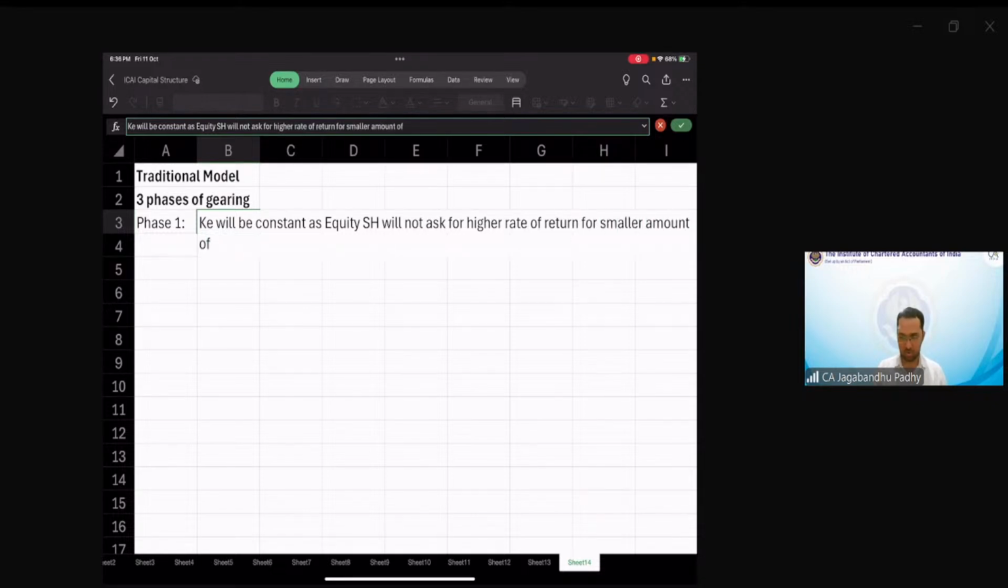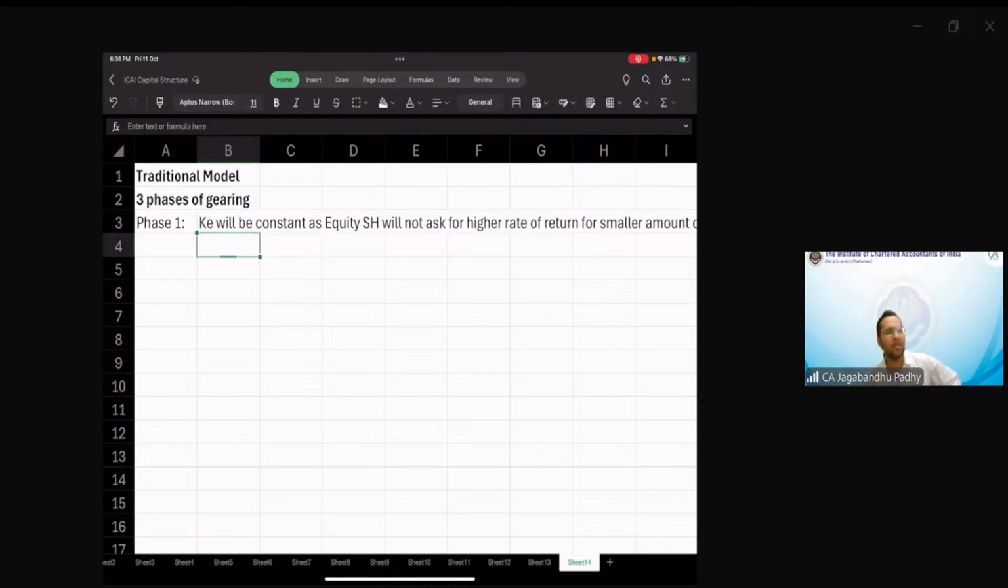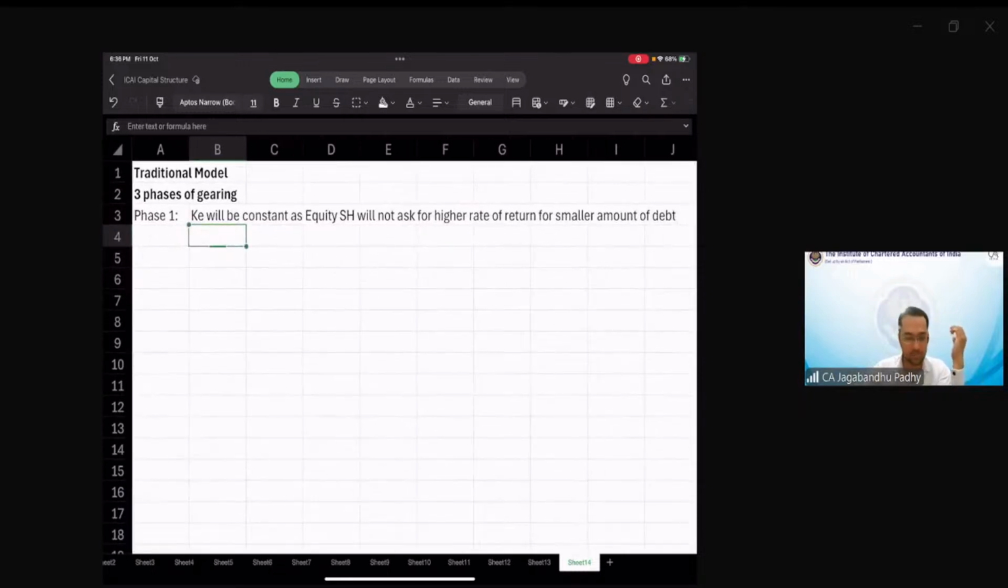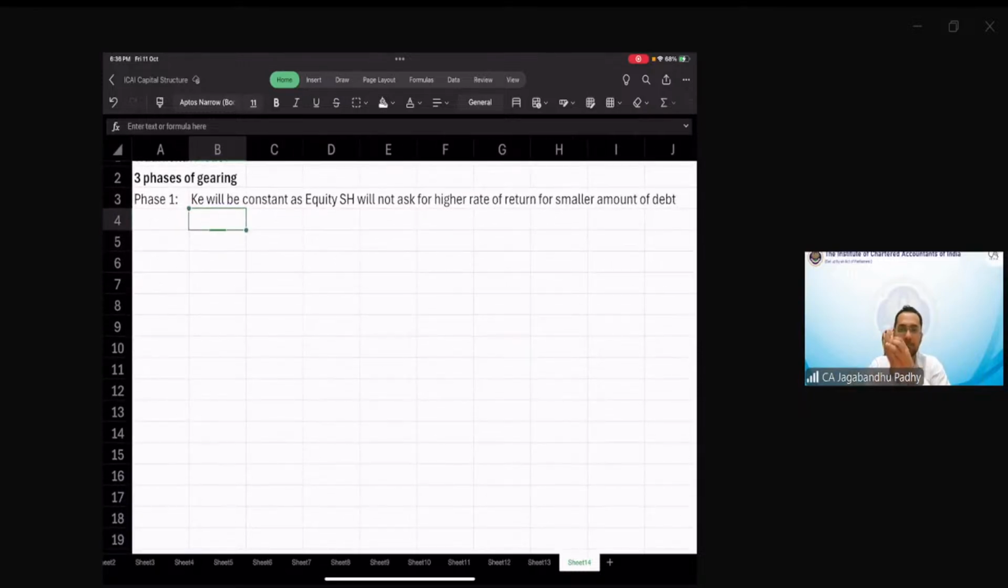Maybe it's a company which has, let's say, 1,000 crore of equity, and the company borrows 1 crore. Will the equity shareholders start jumping and say we want higher return, we want higher return? Is that going to happen? No, because the company already has 1,000 crores of funds. Due to some short-term requirement, the company borrows a smaller amount.